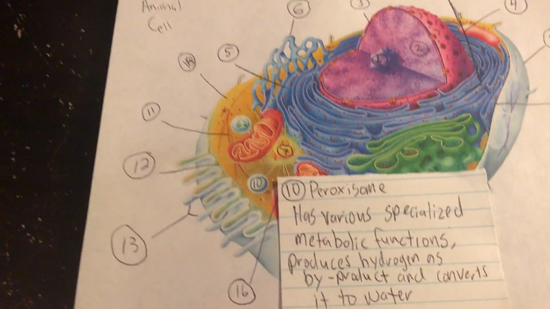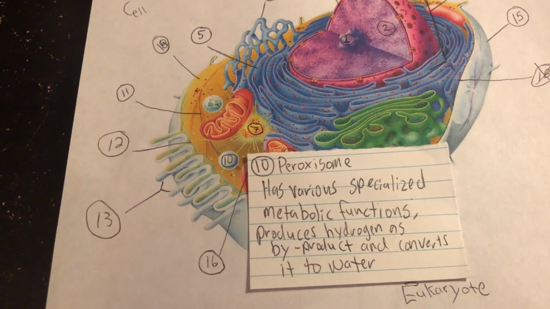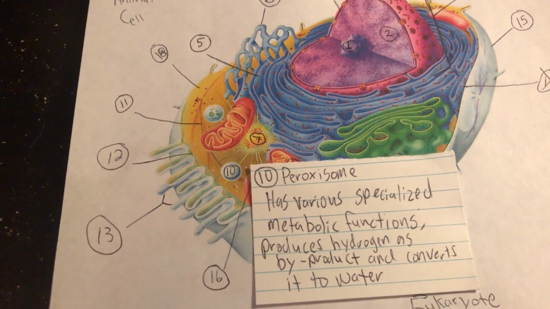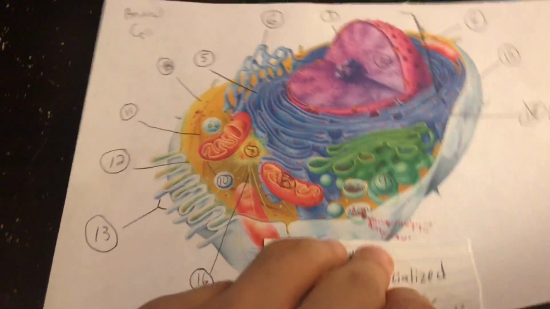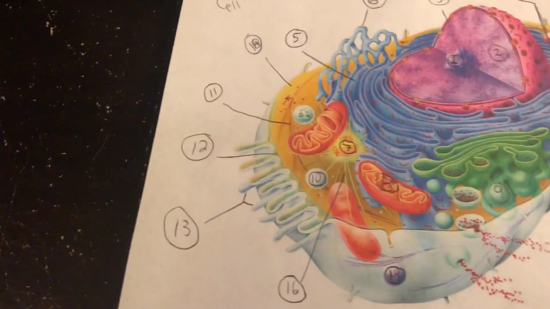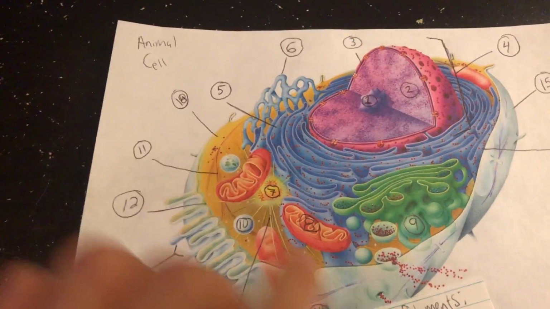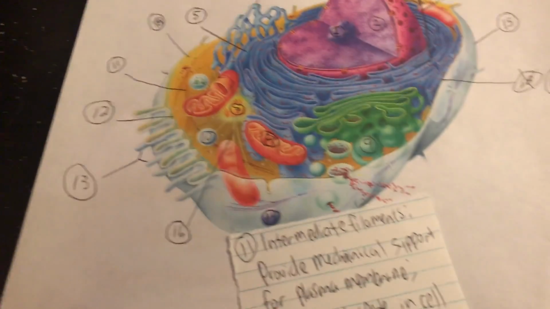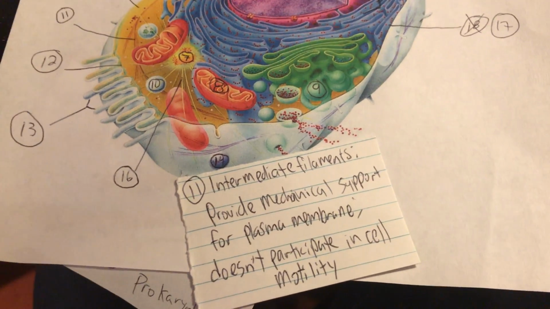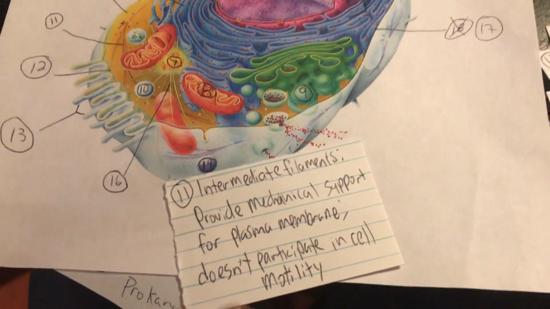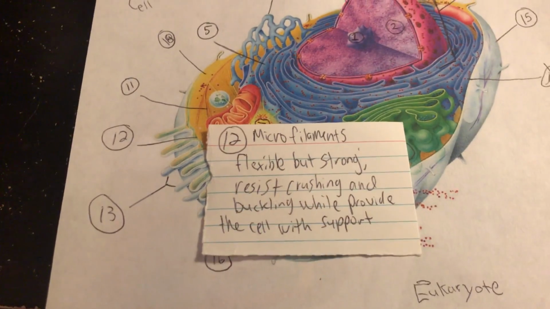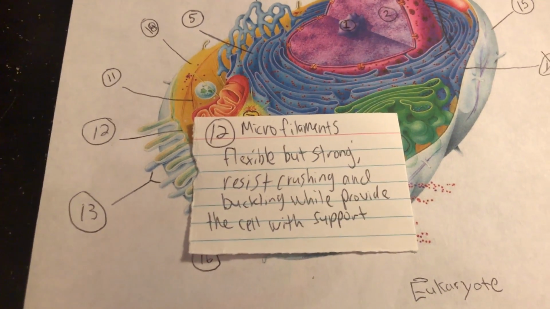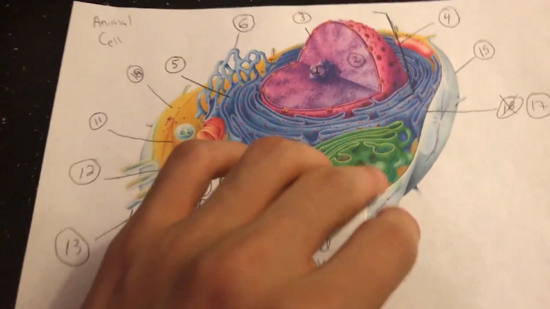Next is the peroxisome. It has various specialized metabolic functions and produces hydrogen peroxide as a byproduct and converts it to water. Next are the intermediate filaments, which are these right here, and they provide mechanical support for the plasma membrane, and they don't really participate in cell motility. The microfilaments are flexible but strong, and resist crushing and buckling while providing the cell with support.